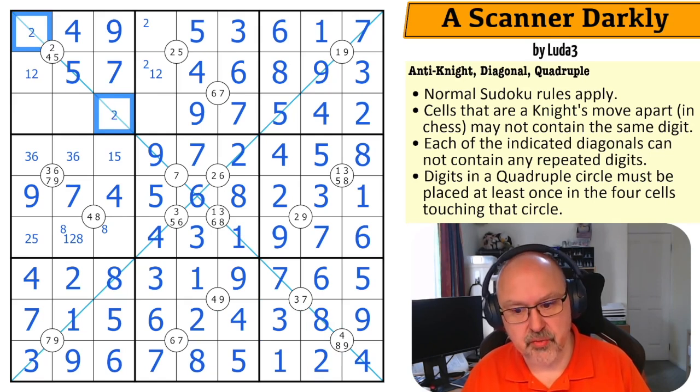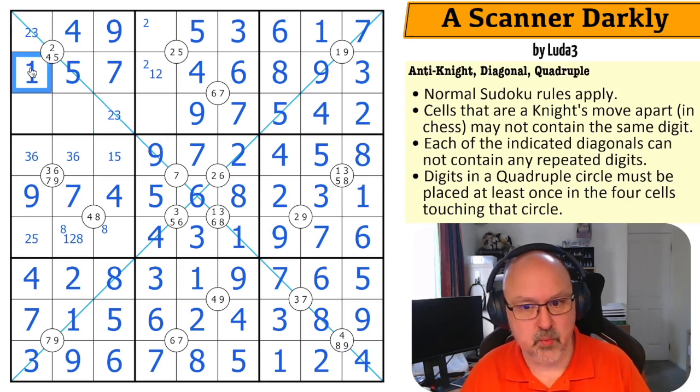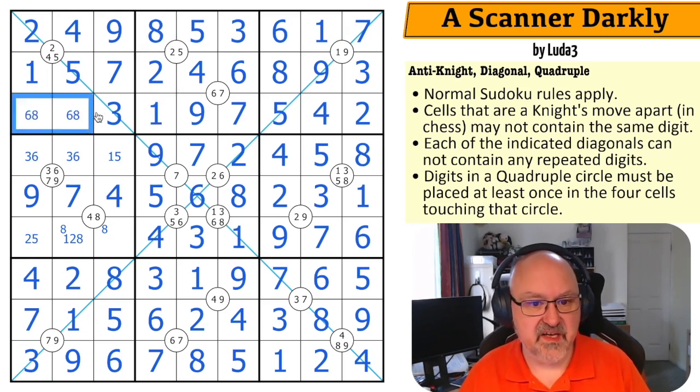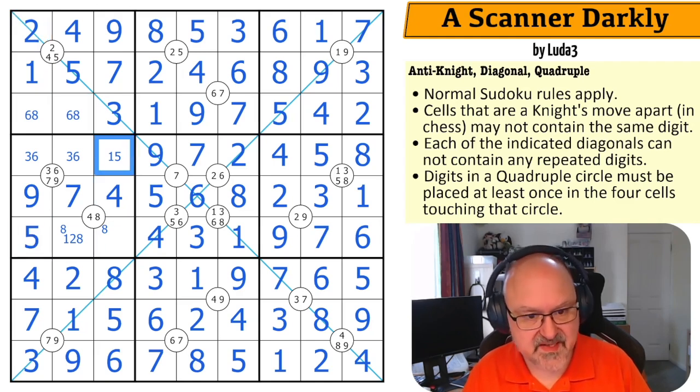1, 2, 3, 4, 5, 6, 7, 8, 9. So these are 2 and 3, which means this is 1. This 2 looks over making that the 3 and that the 2. The 1 makes that the 2. These are 1 and 8, and this 1 makes this the 8 and this the 1. 1, 2, 3, 4, 5, 6, and 8 go into those. There's all sorts of stuff. This 2, of course, makes this 5, which makes this 1.